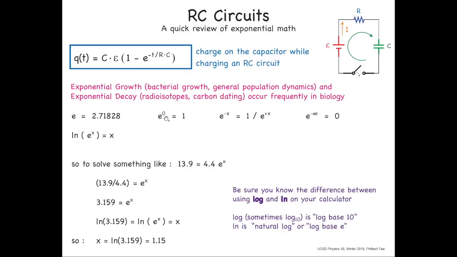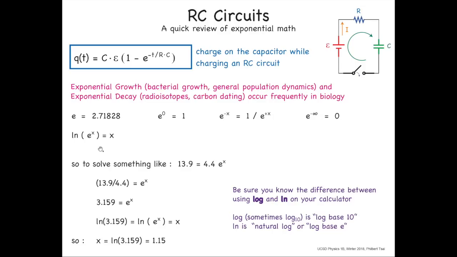e to the 0th power, like any number to the 0th power, is just 1. The general formula for exponents is that if you take any number and raise it to the minus x power, that's the same as taking 1 over that number to the positive x power. So in this case, e to the minus x is equal to 1 over e to the plus x. If you take e to the minus infinity, you get 0, because you're effectively taking 1 over e to the positive infinity, and a positive number taken to the infinity power is effectively infinity. Right? 1 over infinity gives you 0.